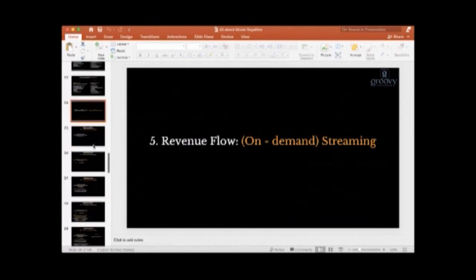Great, so let's just see how the revenue flows. And we are just talking about on-demand streaming, which is in a sense streaming platforms, which are also known as DSPs. A digital service provider is a provider which provides the service digitally in terms of music. They are like Spotify, Deezer, JioSaavn, YouTube, etc.